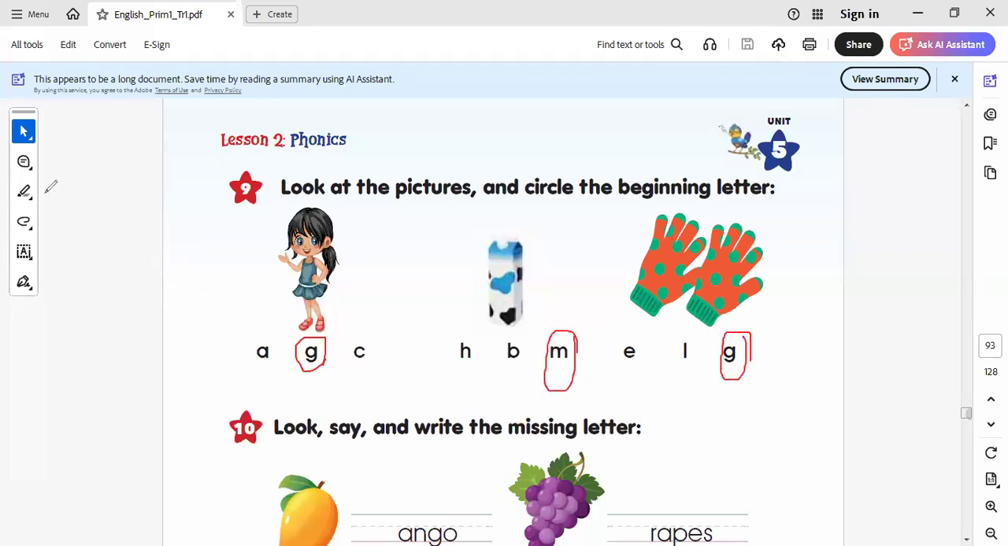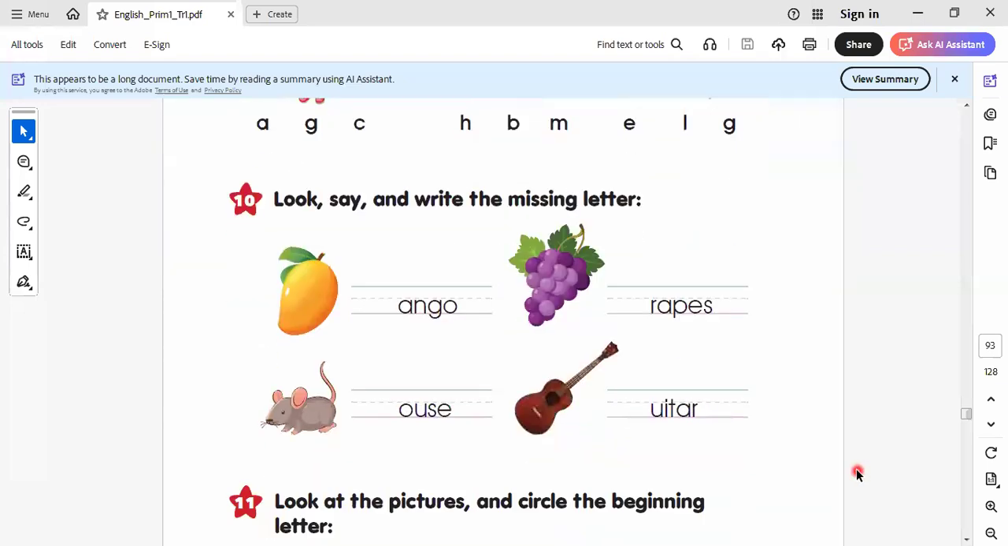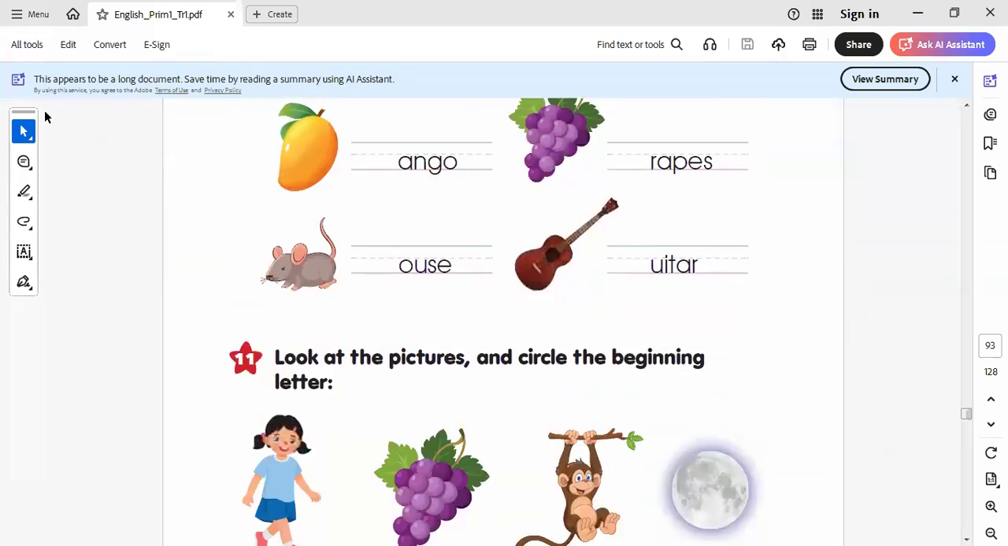Let's go to another item here. Here we have mango, so I put here M. Here is grapes. Here is guitar. Here is mouse, letter M. So the missing letter here is for mango and mouse, and the missing letter here is for grapes and guitar. Let's go to another item here.